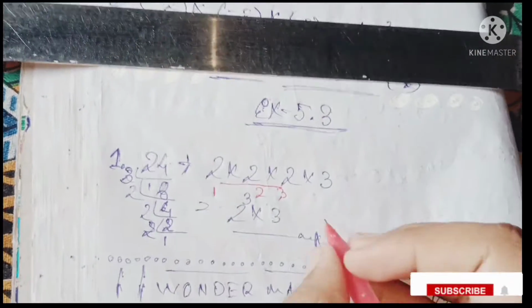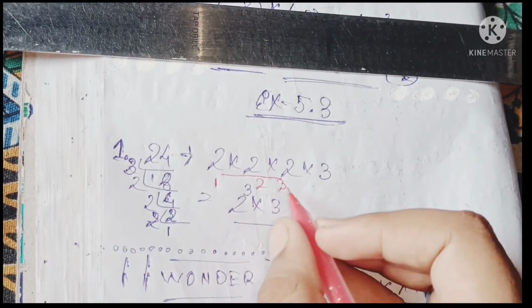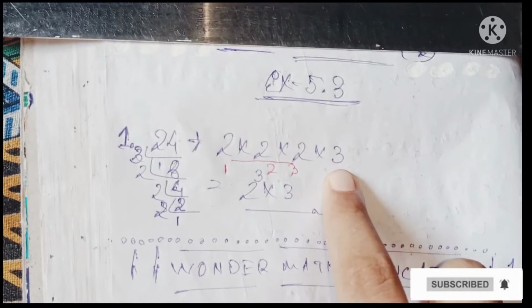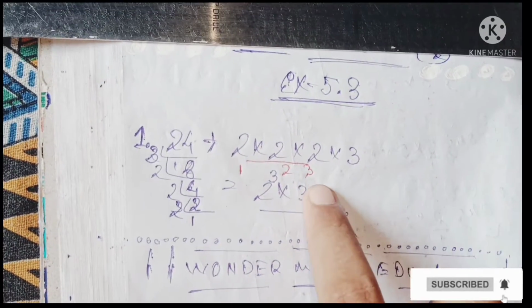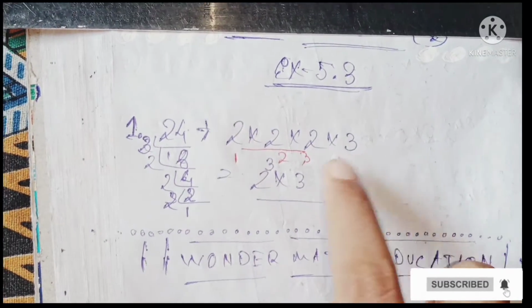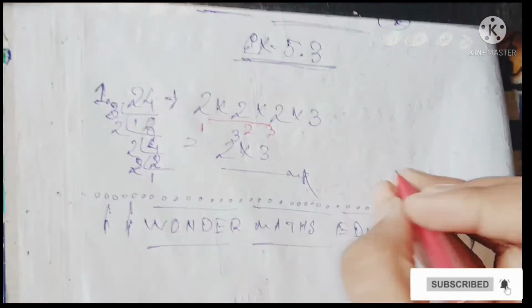So here 2 is multiplied 3 times, so the power form of 2 is 3. And 3 is itself, and as 3 is alone, we do not have to write anything on its power. If you write 3 to the power 0 or 1, it will be wrong. Keep the number as it is. So 2 to the power 3, or 2 cube into 3, is our answer.